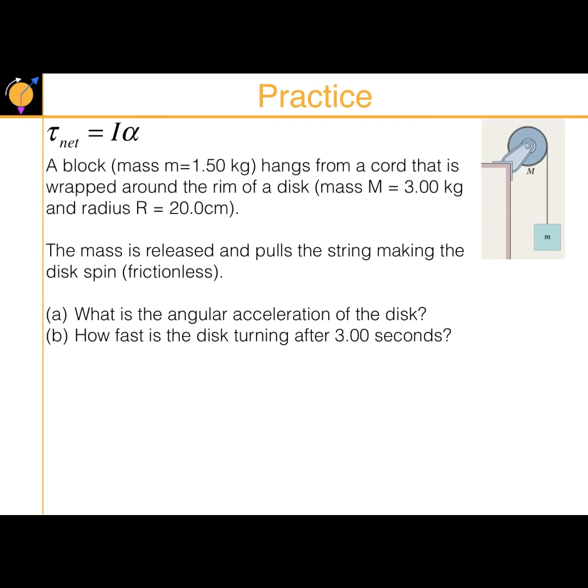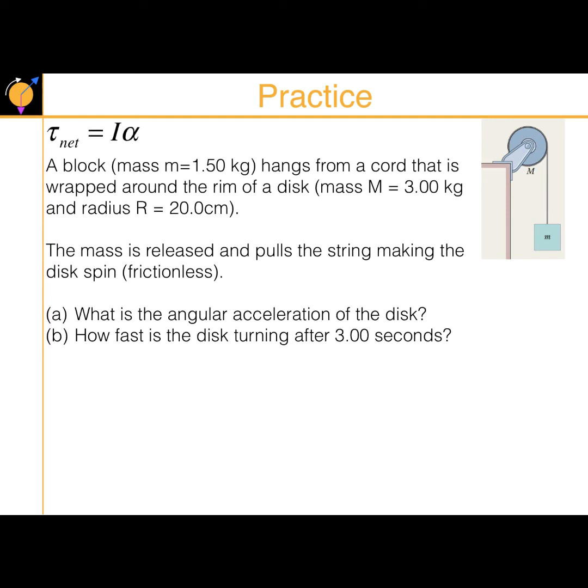Now let's look at an example here where we have a block hanging from a string, from a cord that is wrapped around the rim of a disc. The block has mass little m, the disc has mass big M, and radius r. The mass is released and it pulls the string, making the disc spin. So we're going to assume no friction here.